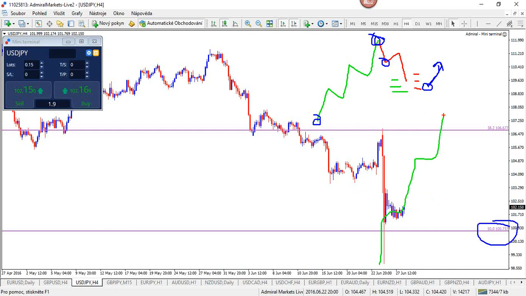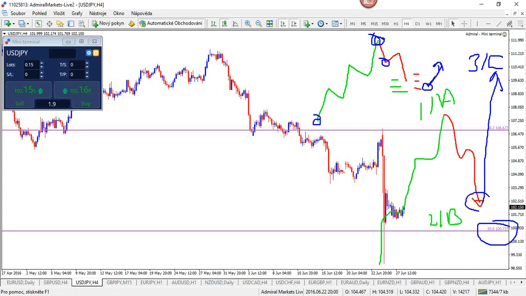And then we would see the ABC that should go deep, because this is either a wave 1 or A. This is either a 2 or B. After which we should see then a 3 or C continue. And this is the ideal spot to look for longs.